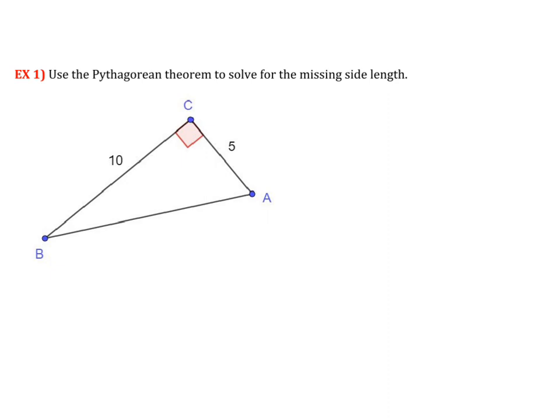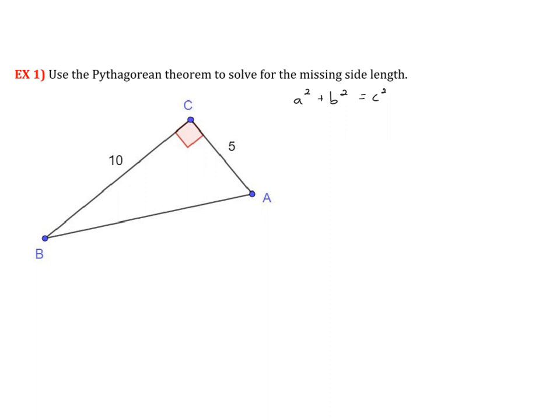All right, so let's go ahead and use the Pythagorean theorem in an example. For example 1, it says to use the Pythagorean theorem to solve for the missing side length. Our missing side length here is BA. I can write down my Pythagorean theorem, which says a squared plus b squared is equal to c squared. Now, just as I mentioned earlier, we always want to identify c, or my hypotenuse, first.